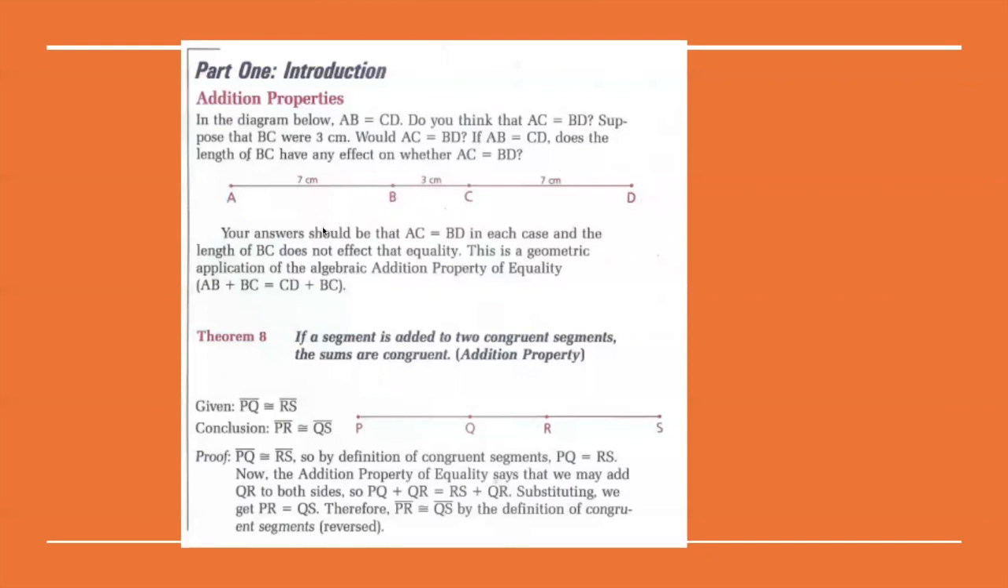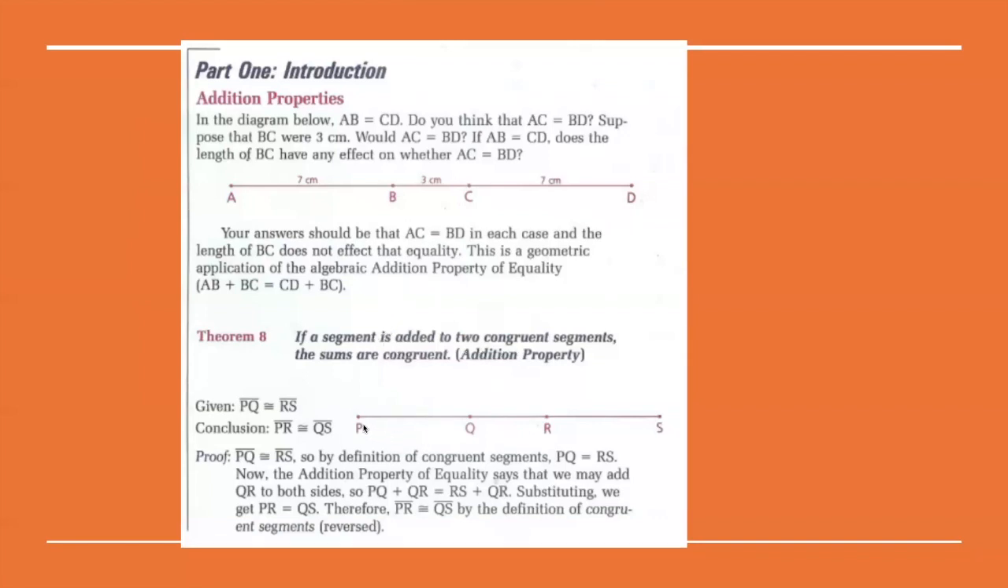If AB is equal to CD, does the length of BC have any effect on whether AC is equal to BD? Our answers to these questions should be that AC is equal to BD in each case, and the length of BC does not affect that equality. This is a geometric application of the algebraic addition property of equality. So here it would be AB plus BC is equal to CD plus BC. Theorem 8 is, if a segment is added to two congruent segments, the sums are congruent.